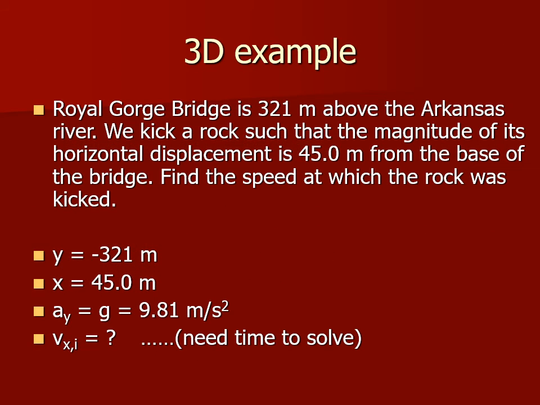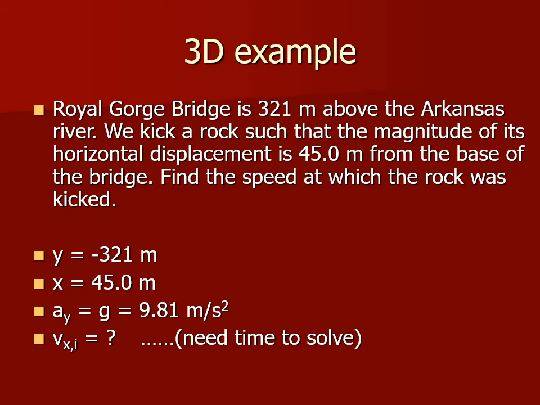Okay, let's use an example. I can't remember whether this is out of your book or off of a worksheet, or if I modified it from some other source, but here we go. So the Royal Gorge Bridge is 321 meters above the Arkansas River. We kick a rock such that the magnitude of the horizontal displacement, its range, if you will, is 45 meters from the base of the bridge. We want to know what the speed of the rock was when it was kicked.